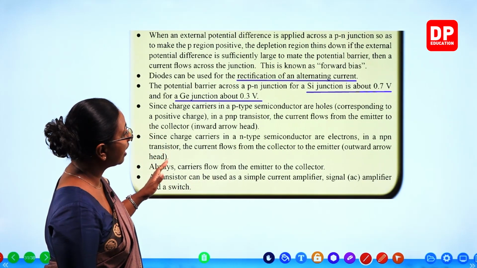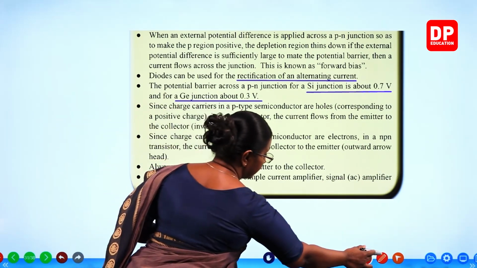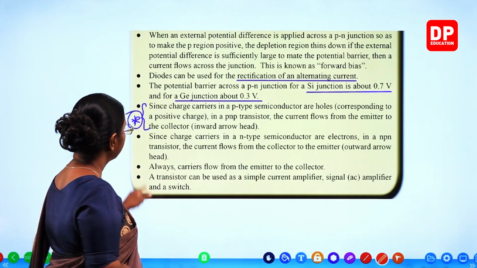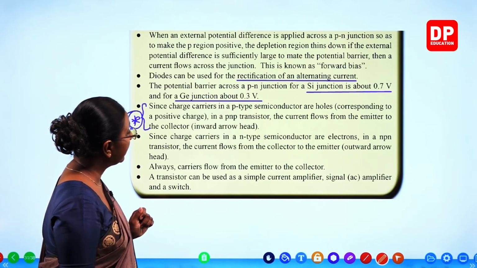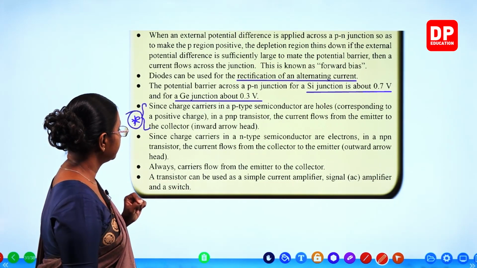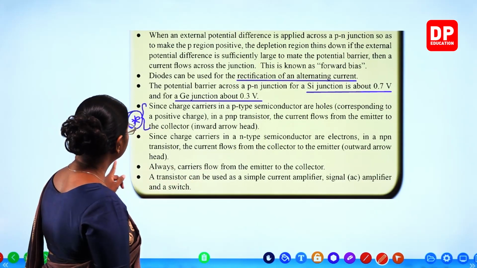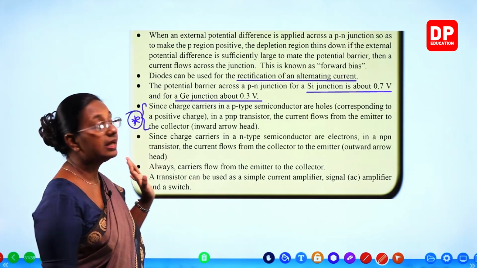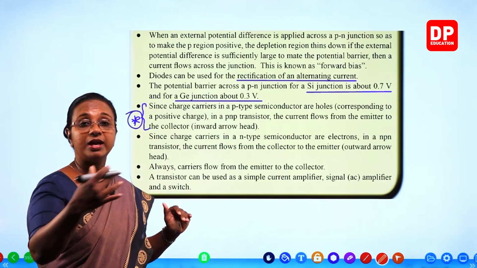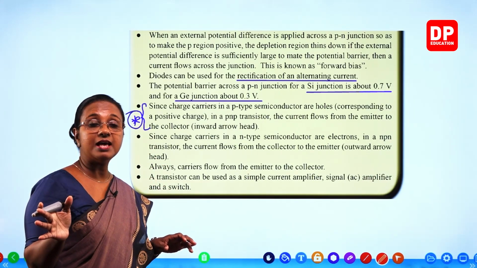Since charge carriers in a P-type semiconductor are holes corresponding to a positive charge, in a PNP transistor, the current flows from the emitter to the collector, inward arrowhead. This is something that we discussed and you all have to remember, students. Since charge carriers in an N-type semiconductor are electrons, in an NPN transistor, the current flows from the collector to the emitter. That is an outward arrow. Is that clear, students? So, in a PNP transistor, the arrowhead is inwards. And in an NPN transistor, the arrowhead is outwards.